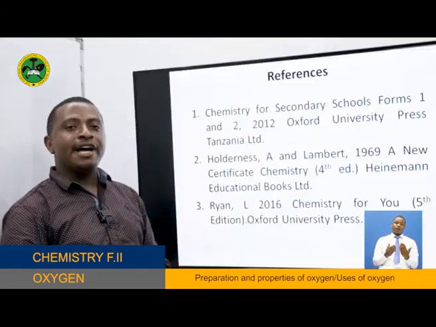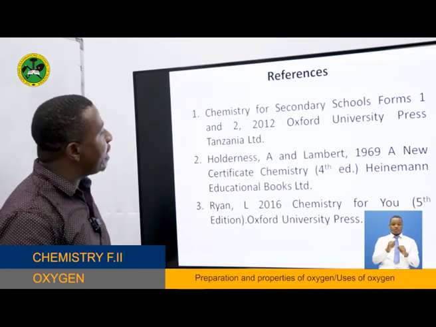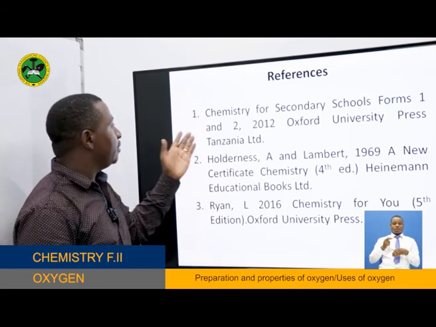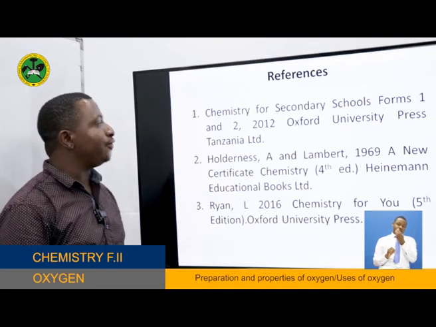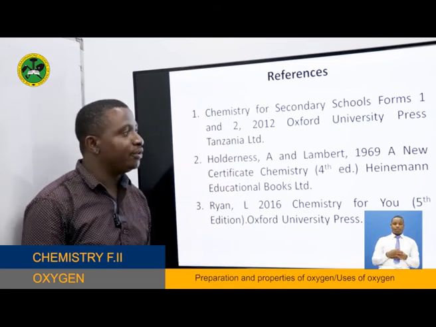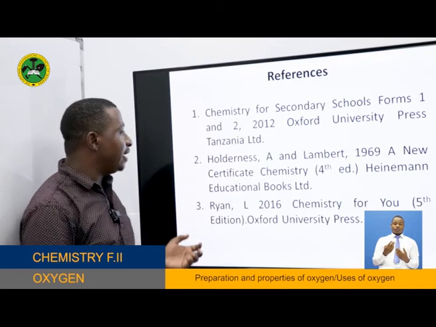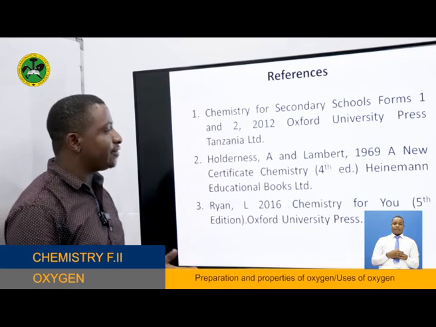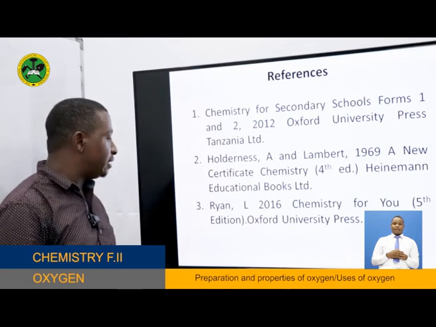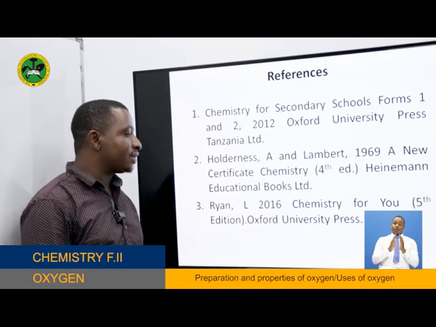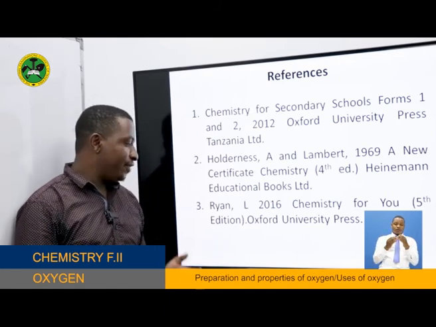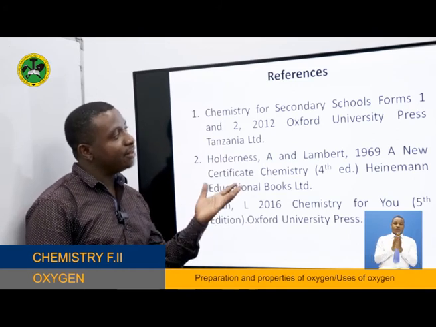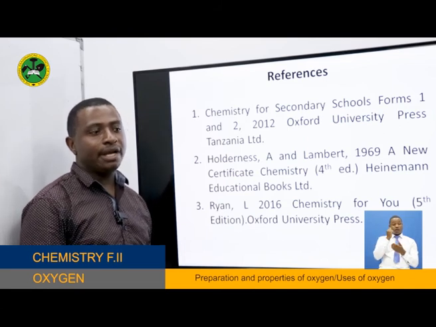Now, dear student, we have some references that you should look at to get more knowledge on chemical properties of oxygen. The first reference is Chemistry for Secondary Schools, Form 1 and 2, 2012, Oxford University Press, Tanzania Limited. The other one is Holderness A. and Lambert, 1969, A New Certificate Chemistry, 4th edition, Heinemann Educational Books Limited. And the last one is Lion L, 2016, Chemistry for You, 5th edition, Oxford University Press. So you go and read through these references. I'm sure that they will help you.